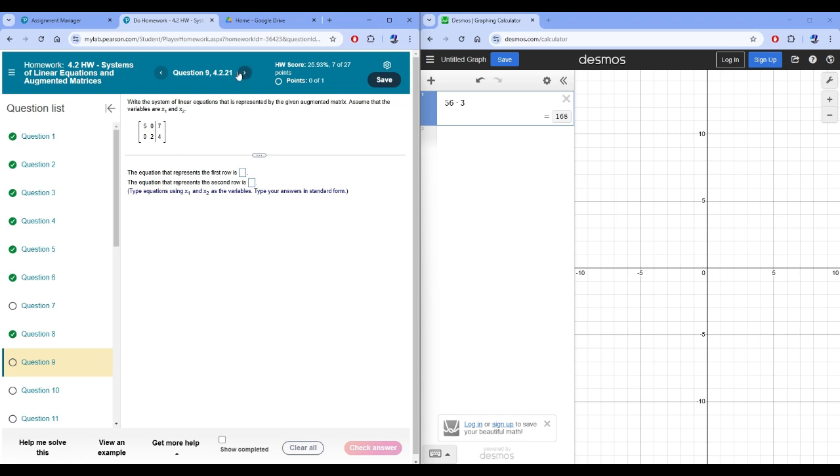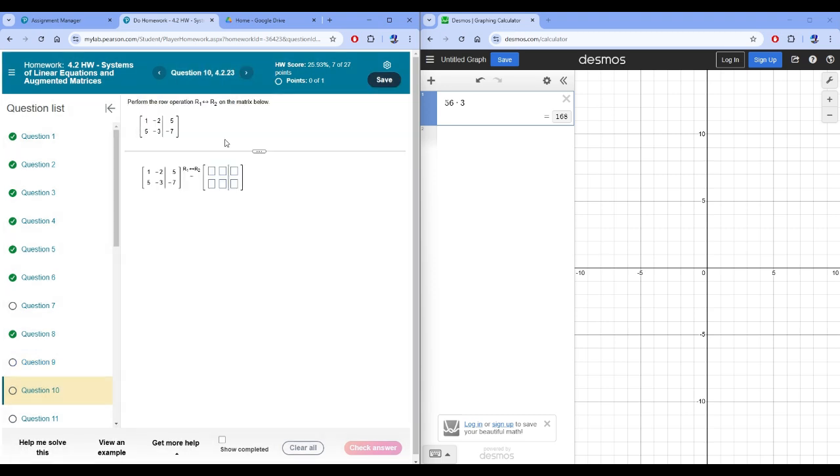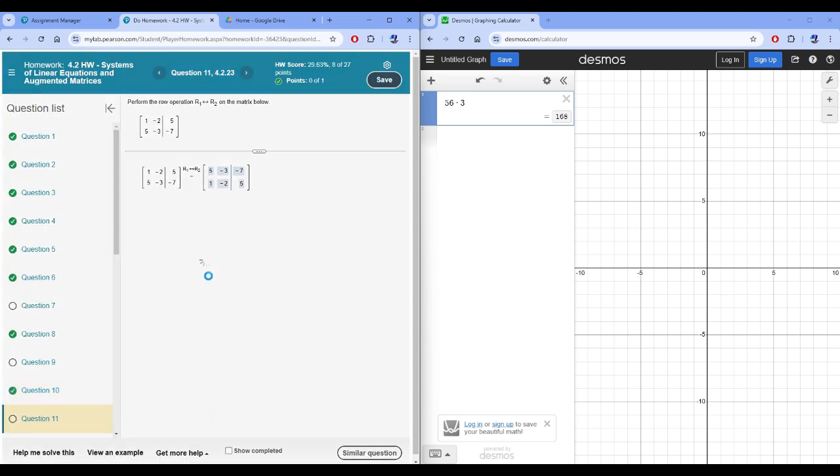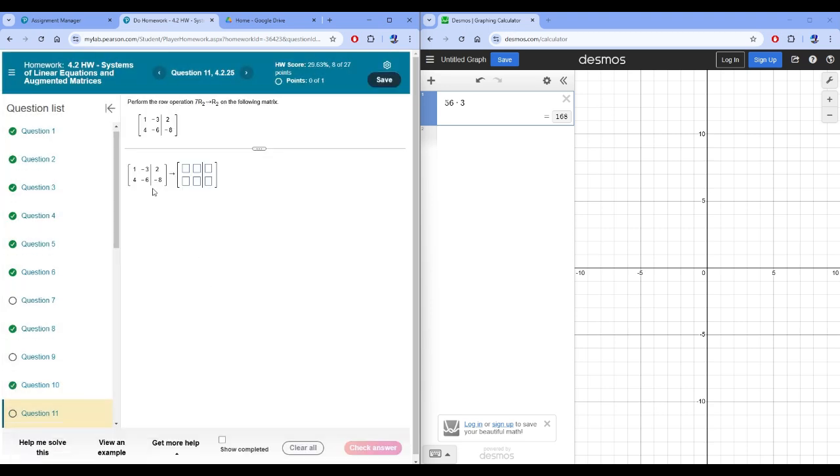Moving on. Same exact thing here. Okay, so now perform the row operation. Switch row 1 and row 2. So 5, -5, -3, -7. Typo. -7. And then we have 1, -2, 5. Easy, steamrolling along. So then here you would multiply row 2 times 7.